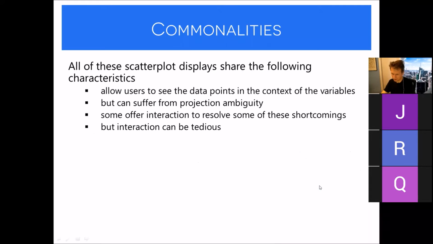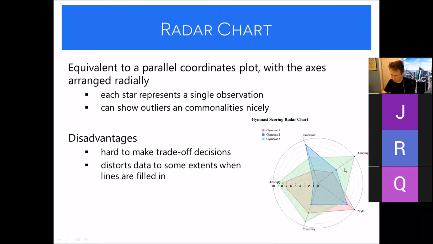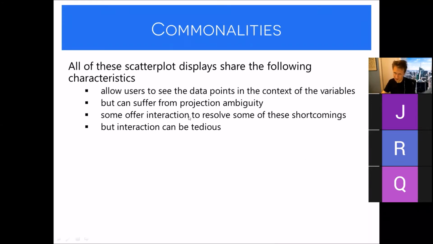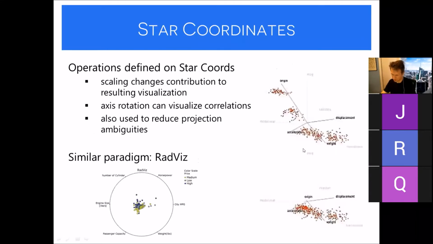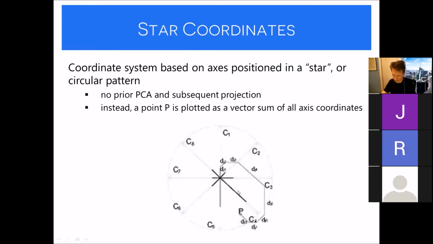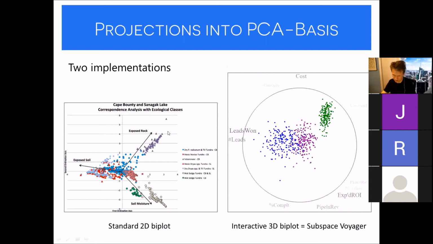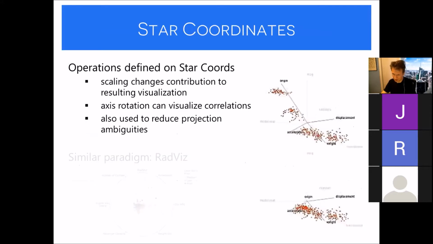Okay. Then, so what are the commonalities of these, right? All of these are essentially scatterplot displays or something like this. They allow the users to see the data points in the context of the variables, right? You saw this: here are the variables and here are the points. Everything is basically points and variables at the same time, right? Points and attributes at the same time. That's what they all do nicely, right?